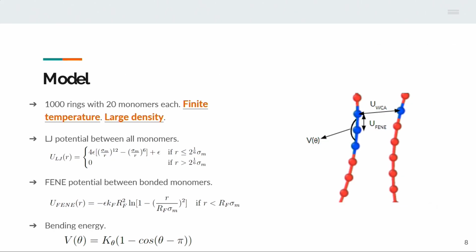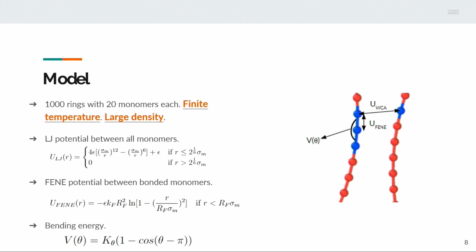So now in our model, we had 1,000 ring polymers with 20 monomers each at a finite temperature and a large density. So, how large was the, I mean, how large should we take the density to be? I am coming to that in the next slide.